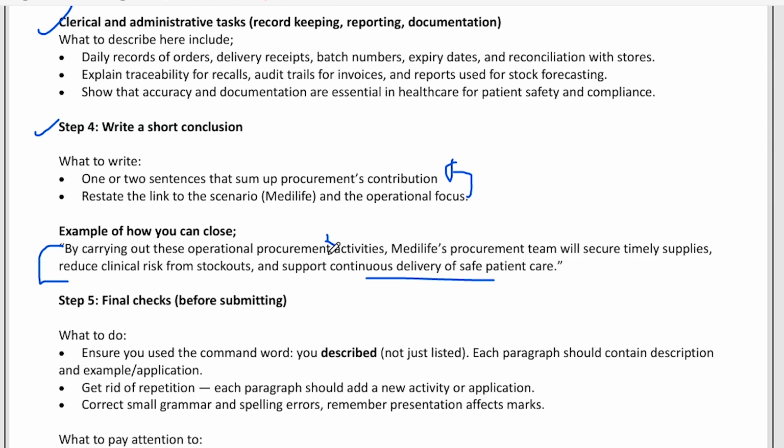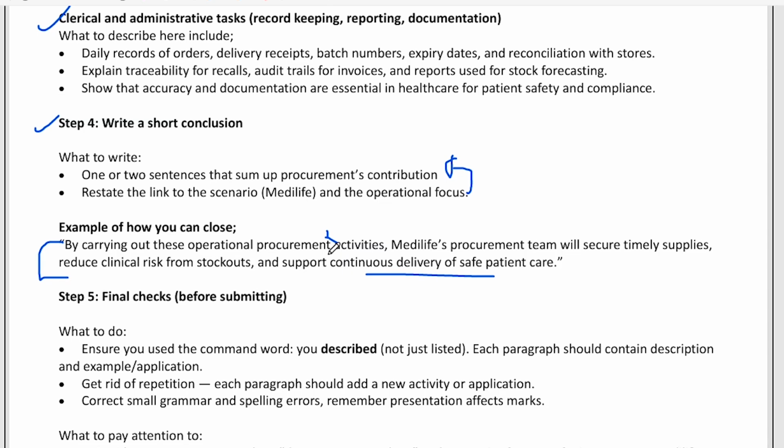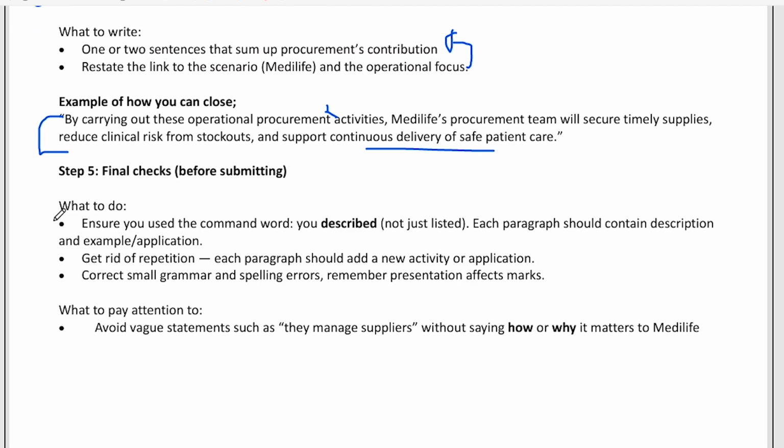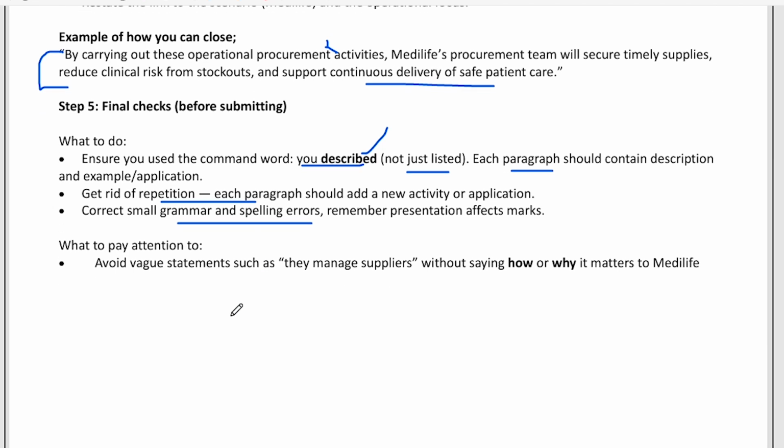Right now, you're just going to be like, yep, submit, I'm done. Nope. Go ahead and check what you've just written, step 5, okay? So you have to ensure that everything you're writing is based on the command word. So describe. So you're not just listing stuff, right? You're describing them using paragraphs. If there are things you've repeated, get rid of those things. If there are grammar mistakes that you've made, correct the grammatical mistakes.